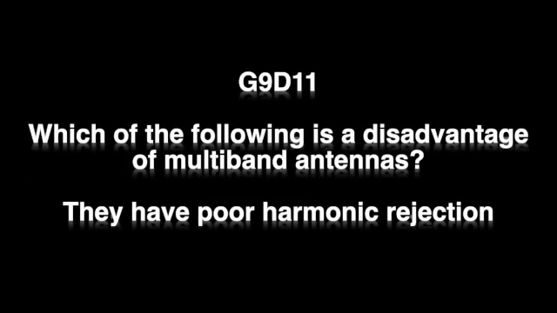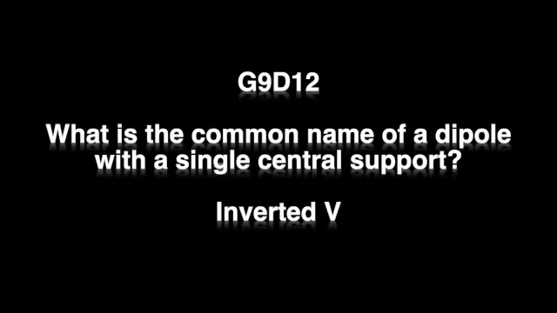G9D11. Which of the following is a disadvantage of multiband antennas? They have poor harmonic rejection. G9D12. What is the common name of a dipole with a single central support? Inverted V.